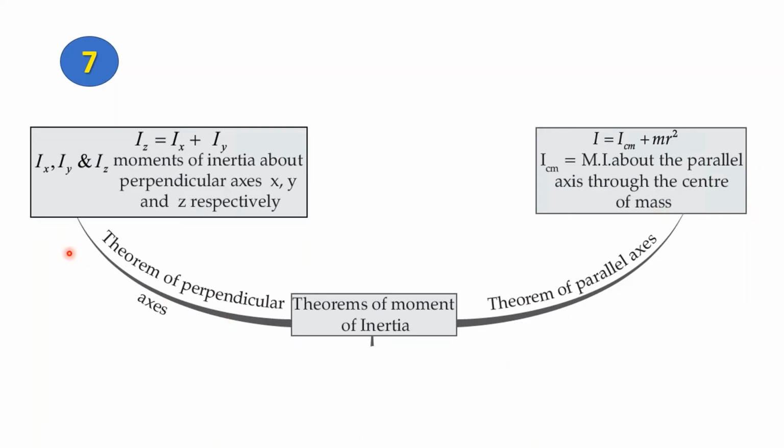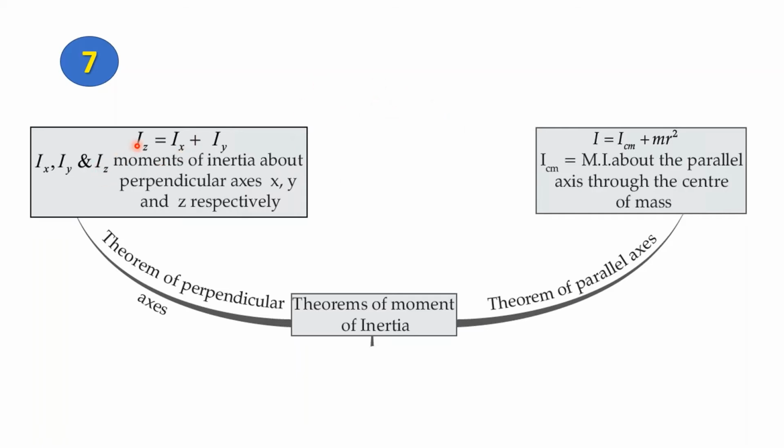Now, we move on to the theorem of perpendicular axes. The statement here states that Iz is equal to Ix plus Iy. Here Z, X, and Y are the three Cartesian axes, the x-axis, the y-axis, and the z-axis respectively. Ix, Iy, and Iz are moments of inertia about perpendicular axes x, y, and z respectively. So it's in a Cartesian figure.